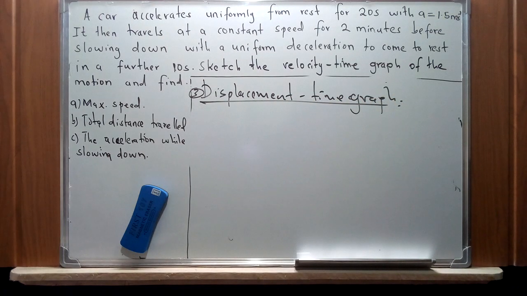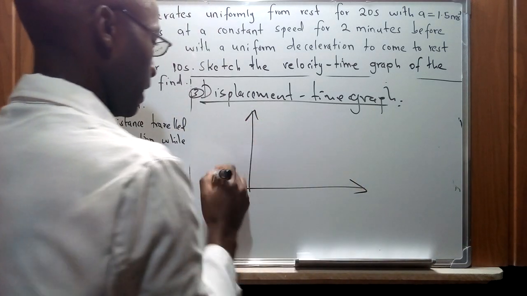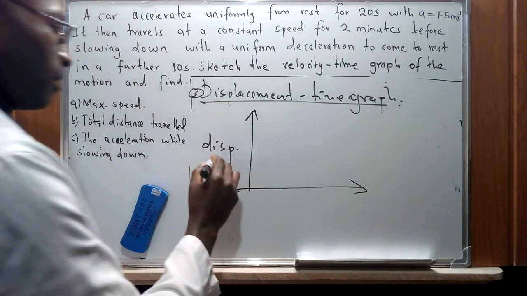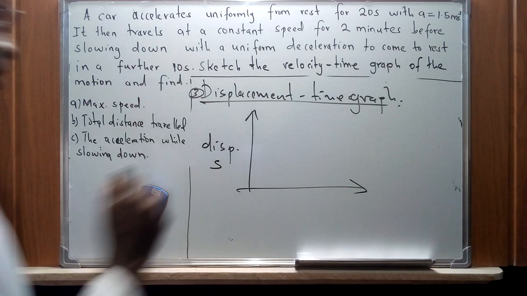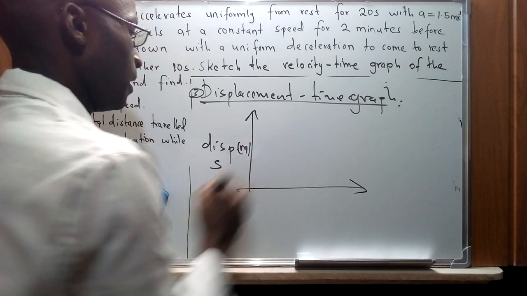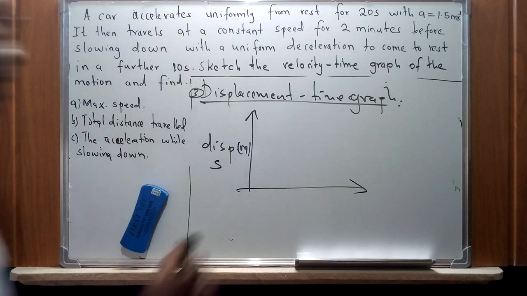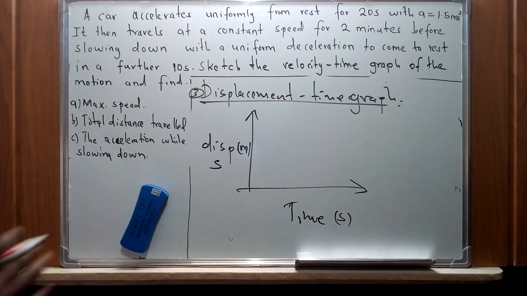Now for a displacement time graph, displacement can be given as S. That is not for units. For displacement, the units are in meters. S is just the initial, but m is the unit for meters, and then time in seconds.